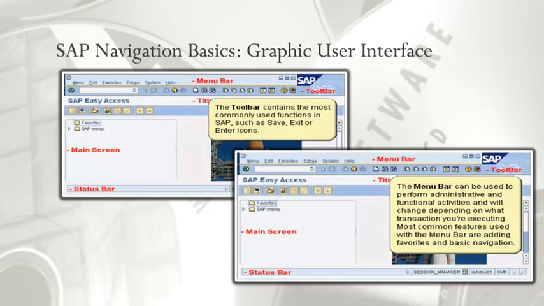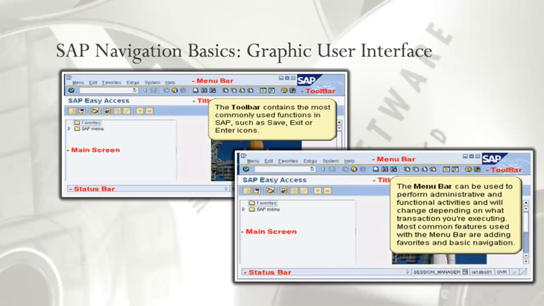Then we get the command field. The command field is used to enter transaction codes directly into the system to enable you to navigate the system without using the menu tree. This feature is used for frequent users who no longer need to navigate the menu to find transaction codes they need to execute. If you know the transaction code, you can just key it directly into this command field and press enter.